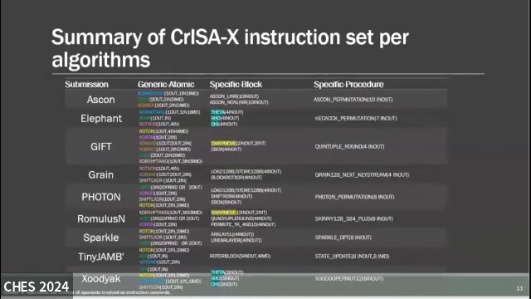So let's break down the CHES-X instruction set by algorithm. Basically, under the category of generic atomic and specific block, we have instructions that overlap across different algorithms, and you will notice they are marked with the same color to show that. Now, diving into the numbers. We are looking at 32 instructions under generic atomic, 22 under specific block, and then there are these 10 specific procedure instructions. The thing about these specific procedure instructions is that they are tailored to individual algorithms. It is like each one has its own unique set of moves, and we have covered all the possible variations specific for each algorithm.